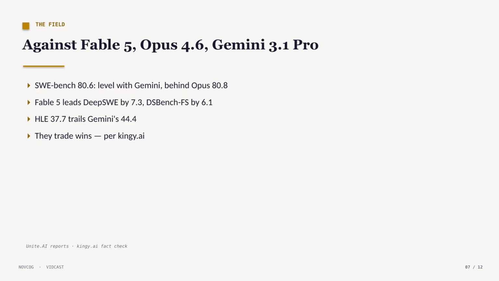On Humanity's Last Exam, 37.7 trails Gemini's 44.4. And kingy.ai's fact-check notes, Fable 5 still leads on DeepSWE by 7.3 points, and on SWE-bench full stack by 6.1. The honest summary: they trade wins, and "Fable level" is doing too much work. But "Fable adjacent" at this price is still the story. Which brings us to the slogan.